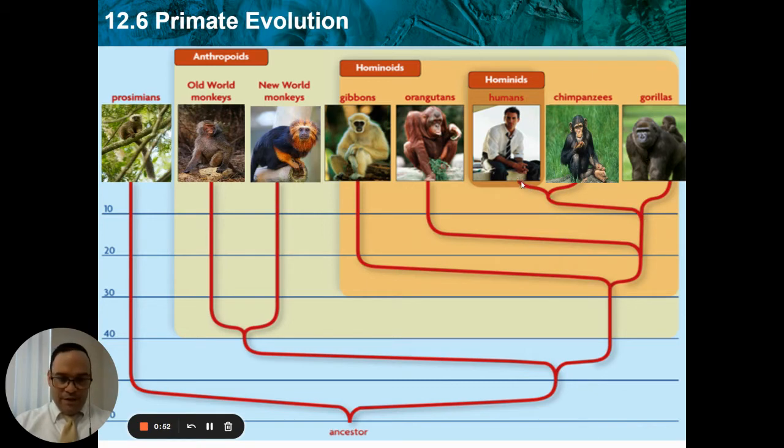How do you tell? Because if I go backwards, the first junction I reach is the one with chimps. And if I go back further, the next closest one that I reach is gorillas. And if I go back further, the next closest one is orangutans. And if I go back further, then it's gibbons, then it's new and old world monkeys, and then it's prosimians.